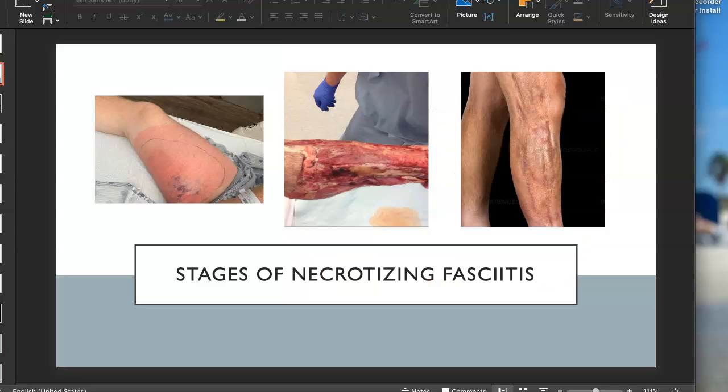Three stages of necrotizing fasciitis. In the first picture to the left, that is a picture pre-diagnosed or treated necrotizing fasciitis. The middle picture is a case of necrotizing fasciitis where debridement has happened. The third photo to the right is a healed leg post-debridement of necrotizing fasciitis.